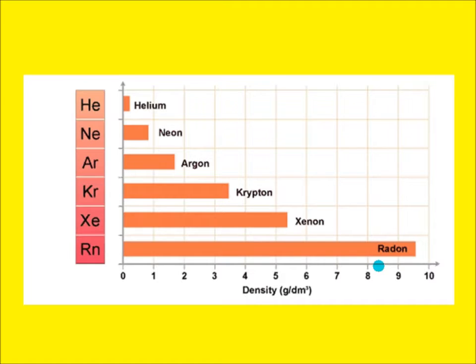They also found out that as you go down the group, density increases. So for example, helium, which is used in balloons, is lighter than air. Neon gets a little bit heavier, and this continues down the group to radon, which actually if you put radon into a balloon would sink in air.